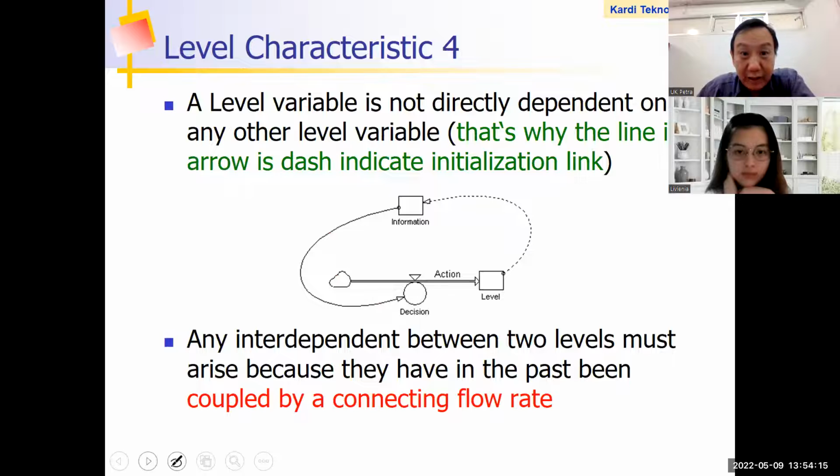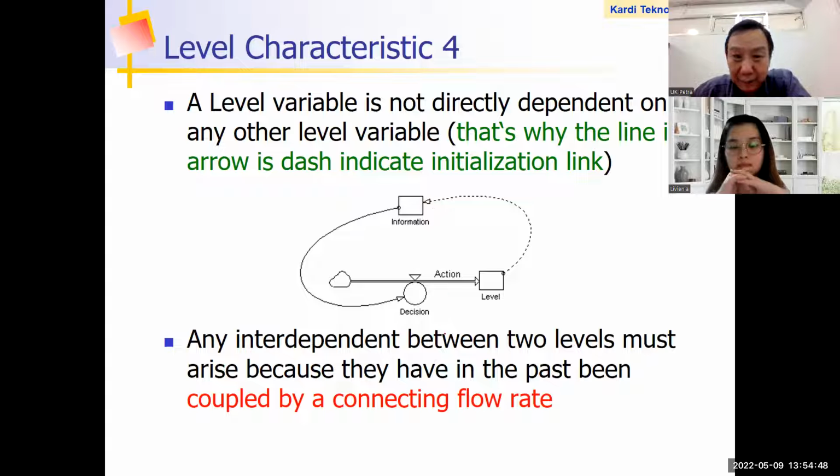Okay, clear. Next: a level variable is not directly dependent on another level. So a level cannot depend on another level. That's why, even if you put this line into the software, it will not stay a line like that. It will become a dash, because a level cannot go to another level. When you go here, it is basically a copy only, or a delay.